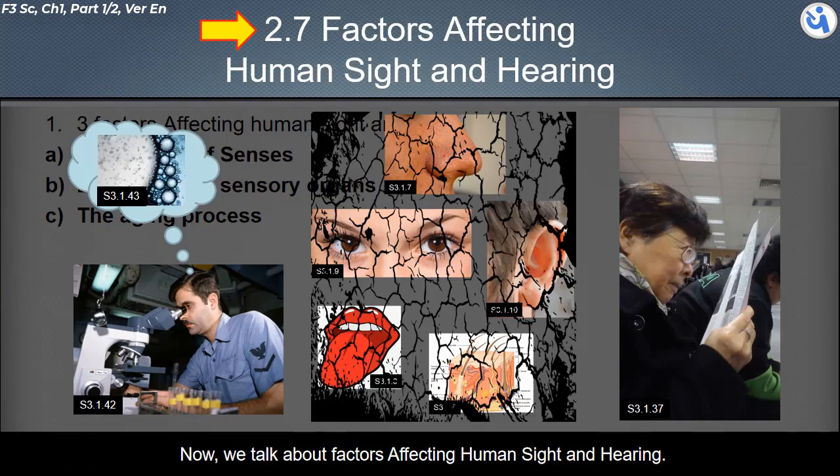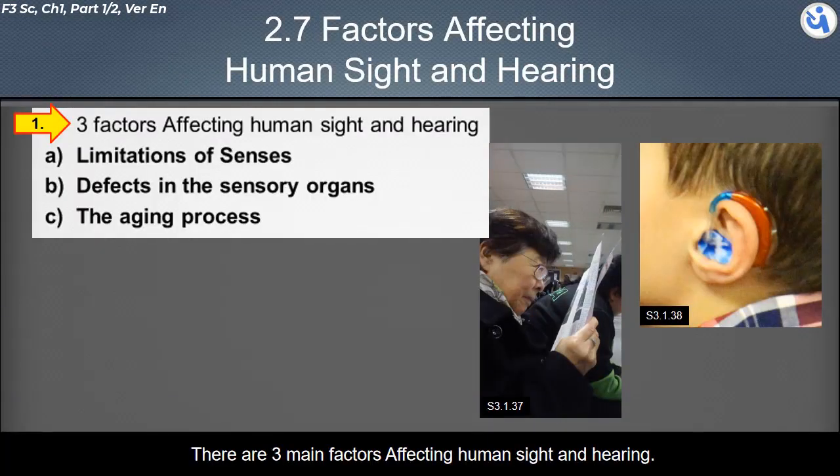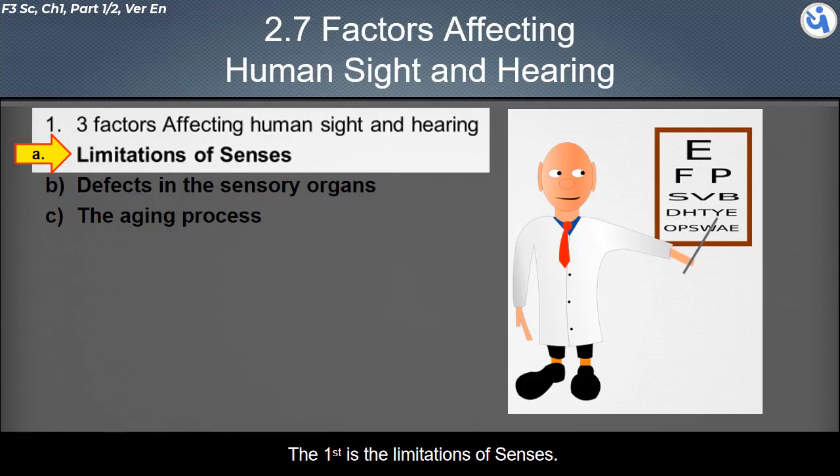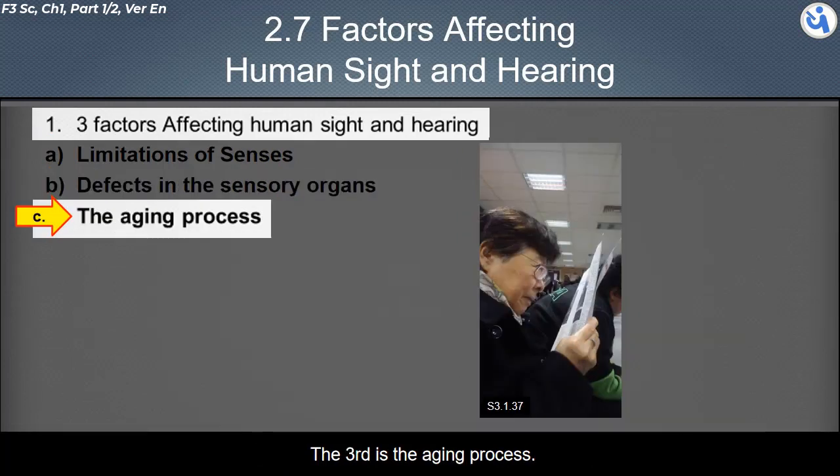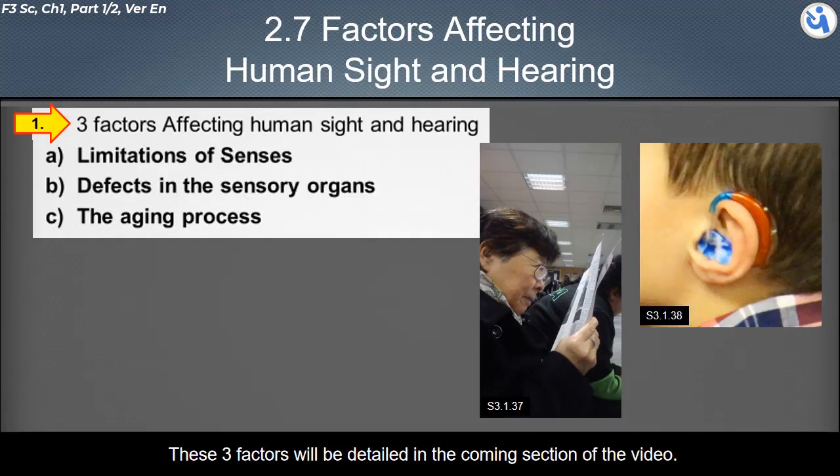Now, we talk about factors affecting human sight and hearing. There are three main factors affecting human sight and hearing. The first is the limitations of senses. The second is defects in the sensory organs. The third is the aging process. These three factors will be detailed in the coming sections of the video.